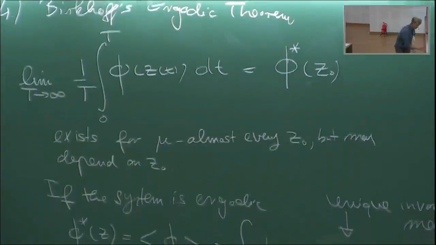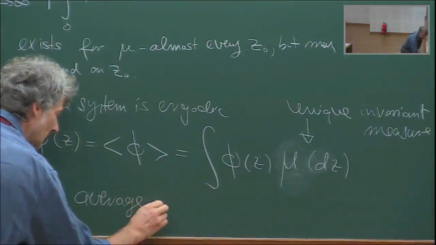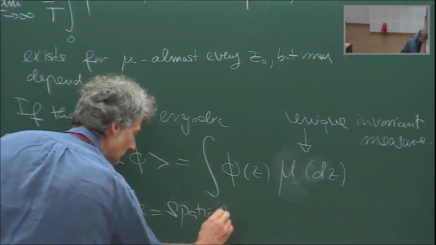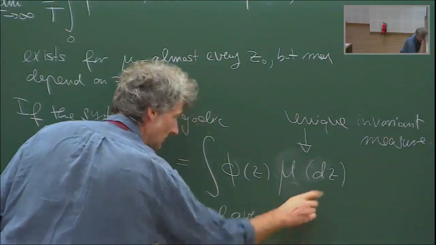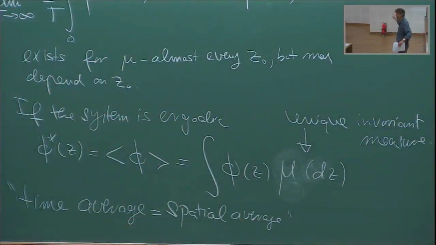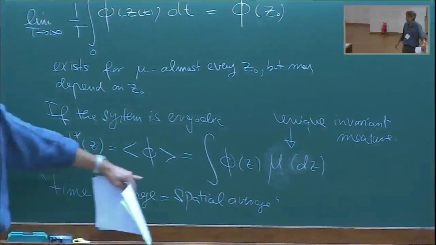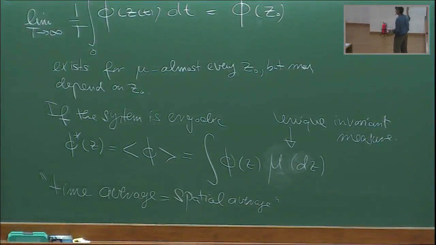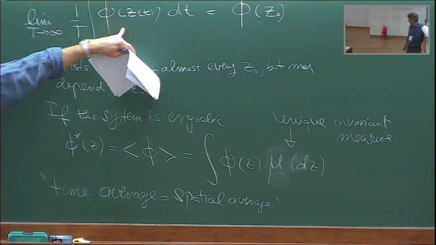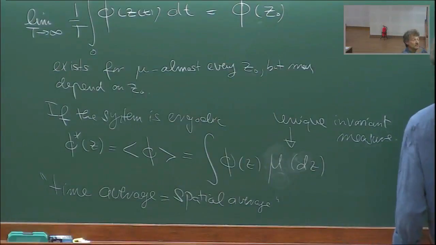Okay. So people often just say the time average is equal to the spatial average. So I can integrate over z if I know the invariant measure, or I can make a time average following my trajectory. Okay? So an ergodic system is where those two coincide. And you can take any initial condition, you can start from any point to get the same answer in calculating this average. Okay? All right. So some remarks on ergodicity here.